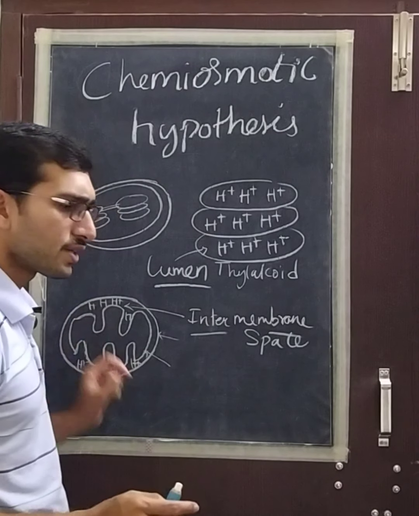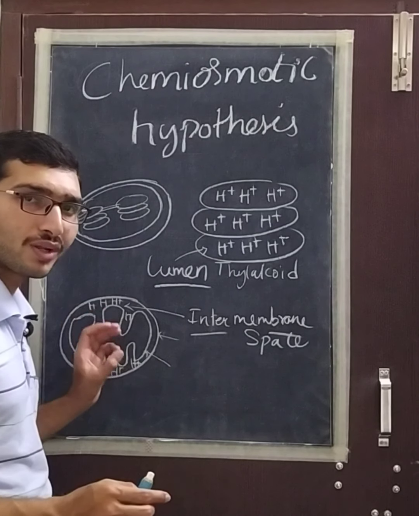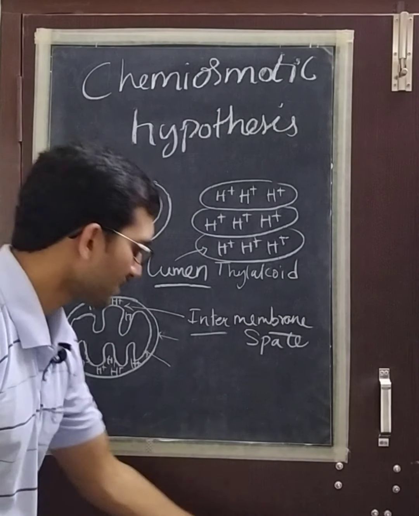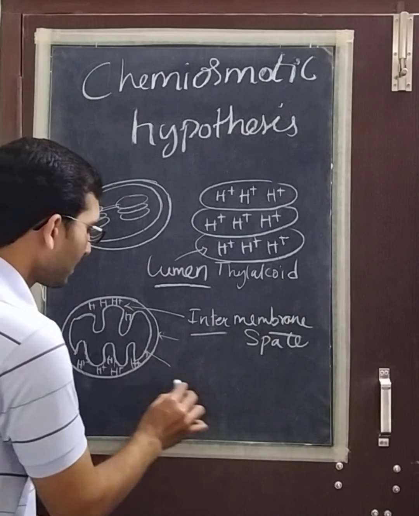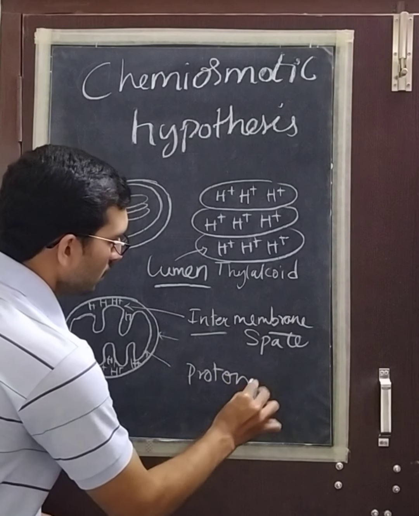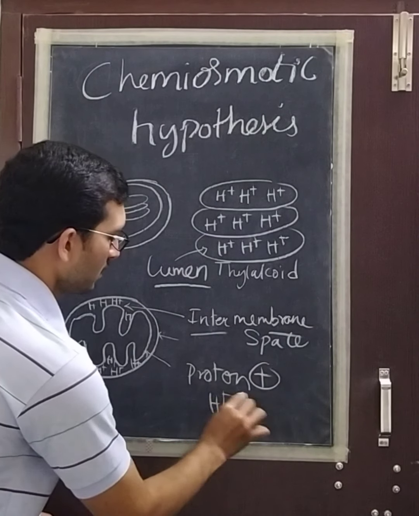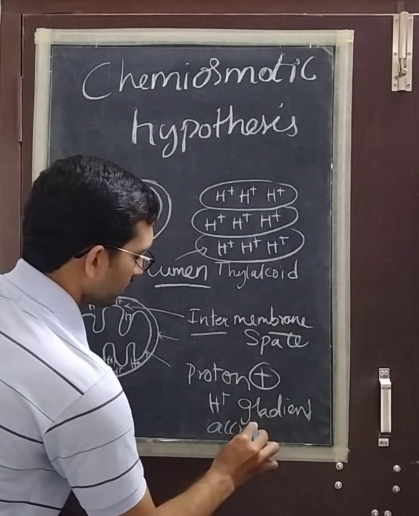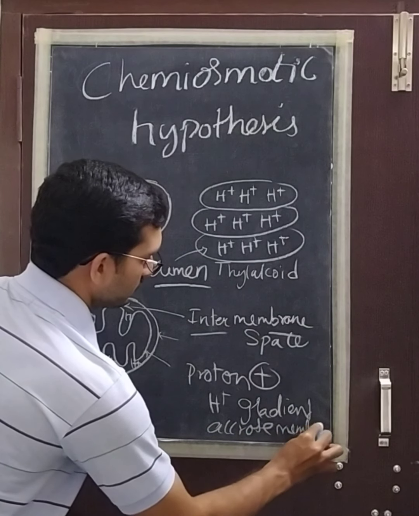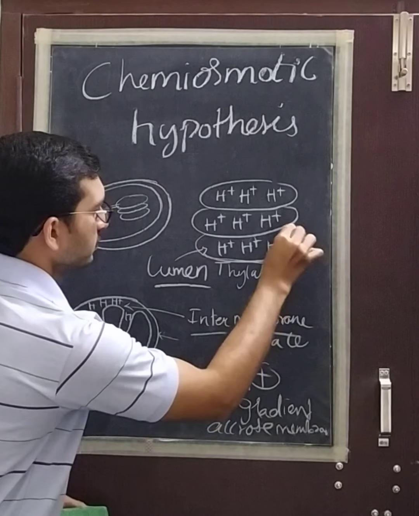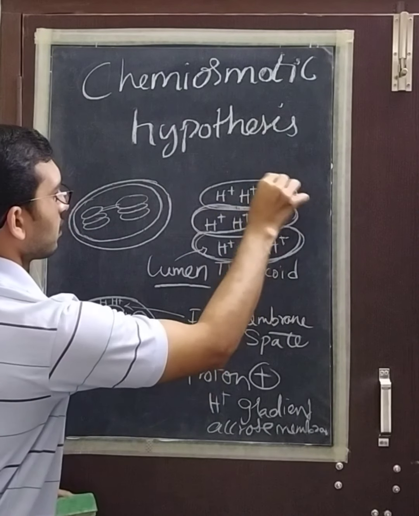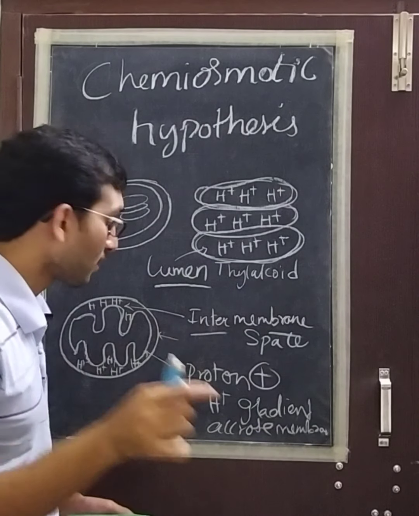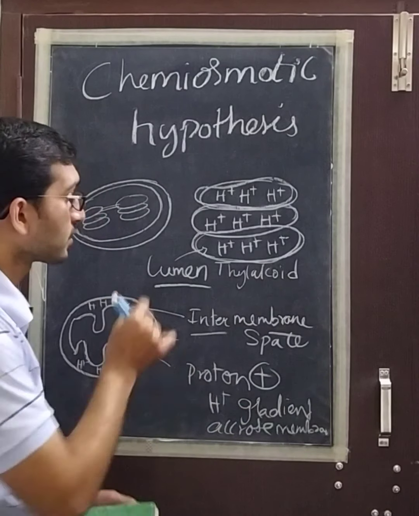Okay. Now let's try to understand what causes this proton gradient, the H plus gradient, across the membrane. Here we have the membrane. These are all the membranes. Here also we have the membrane. Now we are going to understand what causes the proton gradient across the membrane.